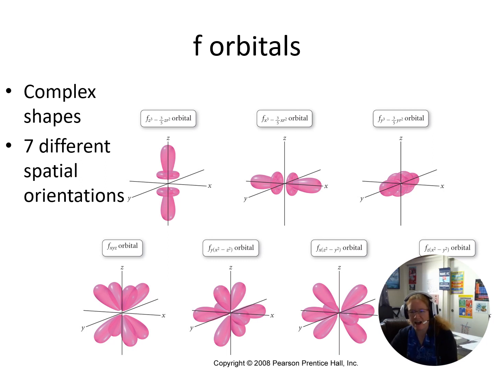And then there's our f orbitals. There's 7 different ones. These guys are crazy. I'm not even going to attempt to draw one, but these are very complex shapes. Okay.